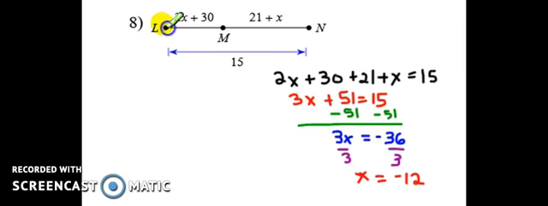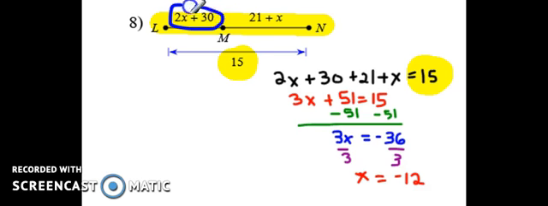In problem number 8, I have line segment LN. That total length is 15, so I'm going to make it equal 15. I am going to take the parts. 2x plus 30, 21 plus x. So I'm going to combine like terms. 2x plus x equals 3x. 30 plus 21 is 51.